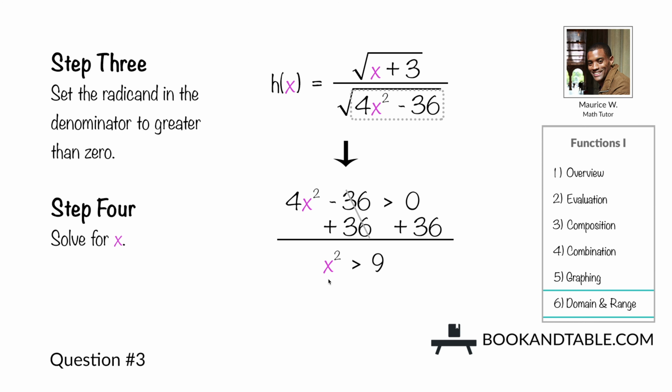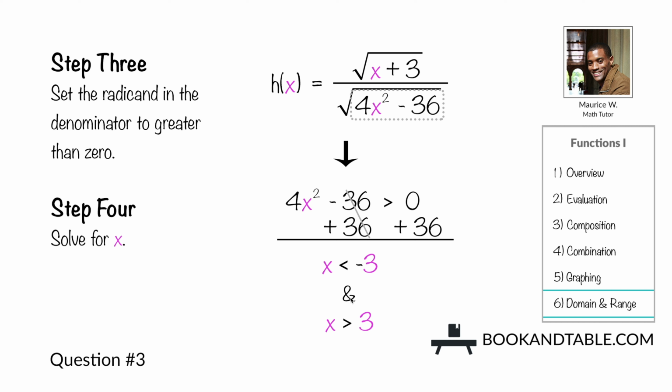And now we take the square root of both sides to get rid of this exponent 2, giving us the square root of 9, which is positive 3 and negative 3. So we will get x is less than negative 3. Since we're squaring it, negative 3 squared would give us 9. Positive 3 squared would give us 9. Negative 4 squared would give us 16. Positive 4 squared would give us 16.